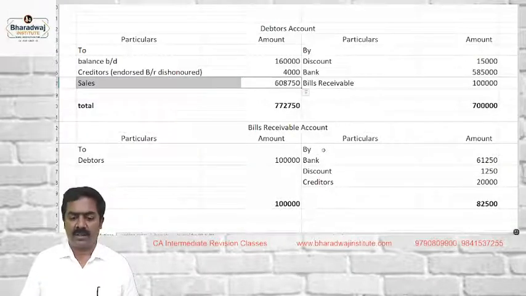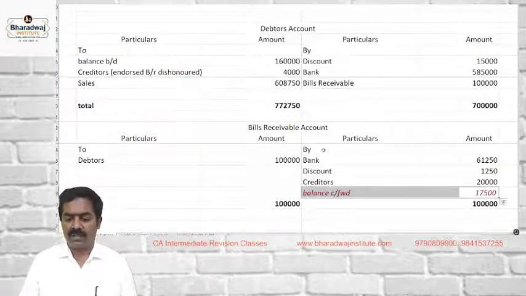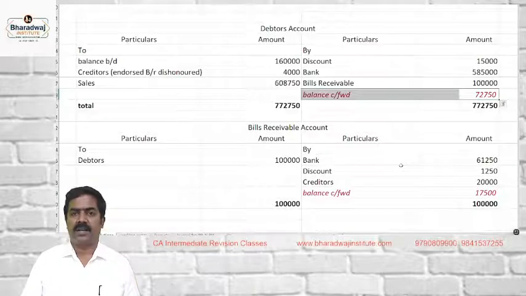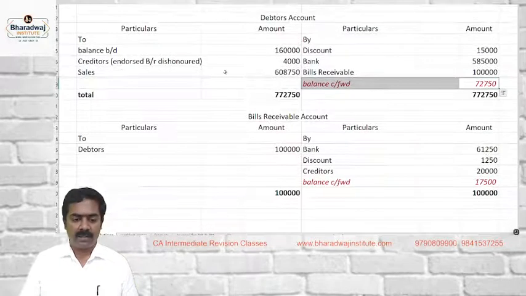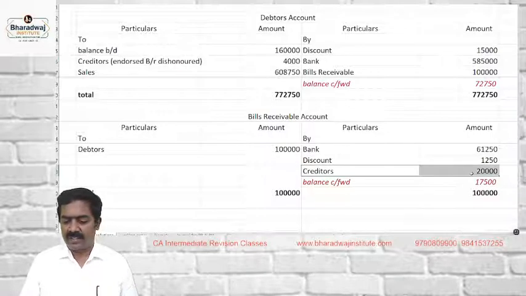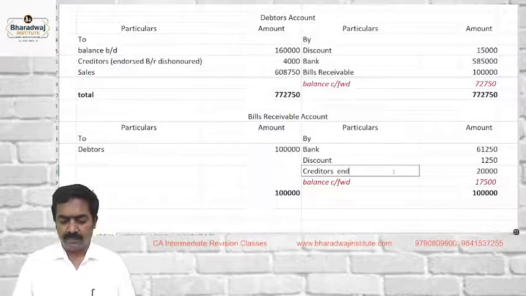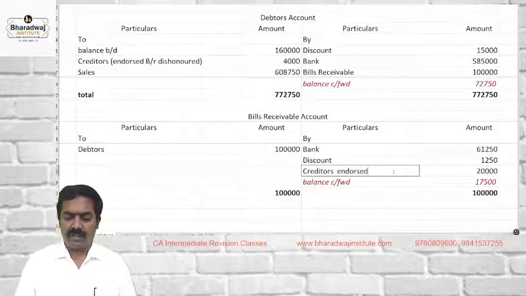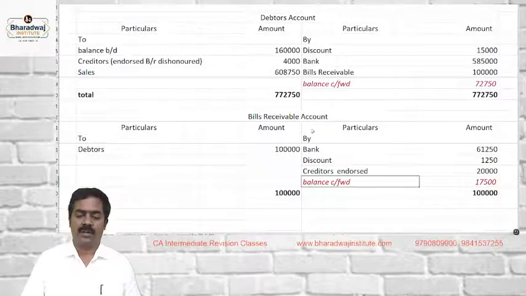6,08,750. Tally this. You will get the closing balance of bills and debtors account also. So once again, what is the journal entry for this? Debtors account debtor to creditors account, for the endorsed bill dishonored. For the bills endorsed, creditors account debtor to bills receivable account.